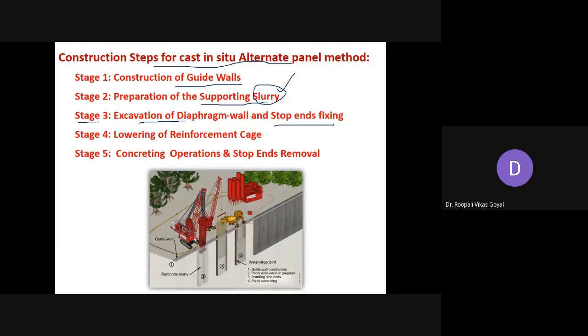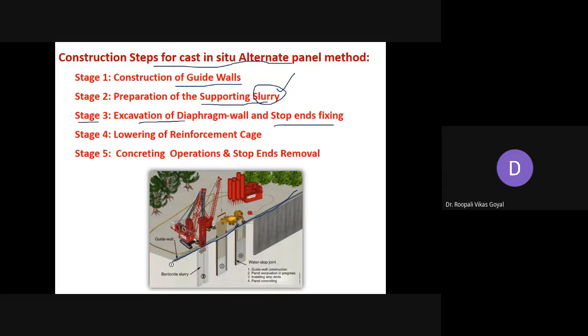You have done the excavation, and at the end, because it's an alternate panel method, you have to provide certain tubes at the end. That is called a stop end, means आपका ये end stop हो गया. So suppose this is your guide wall.